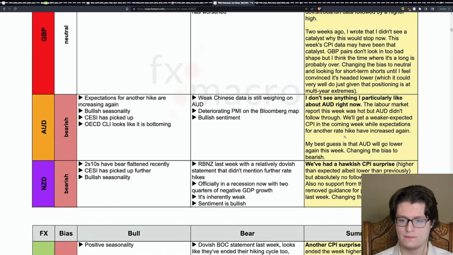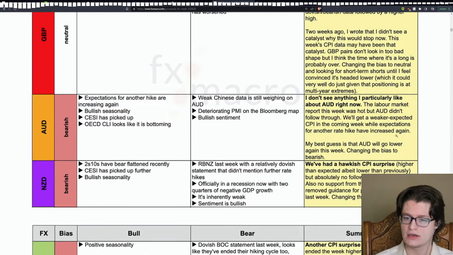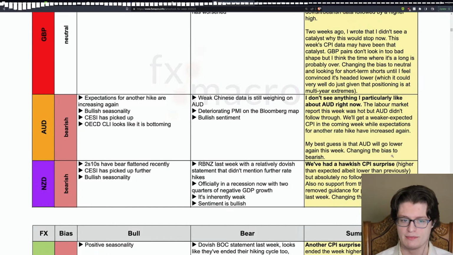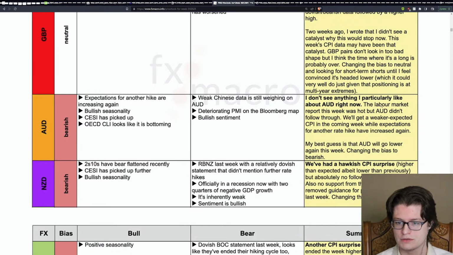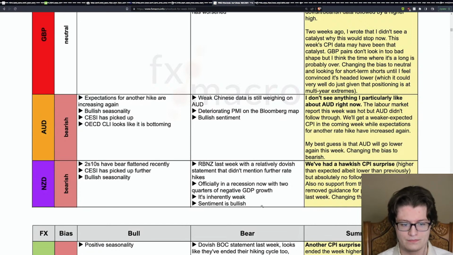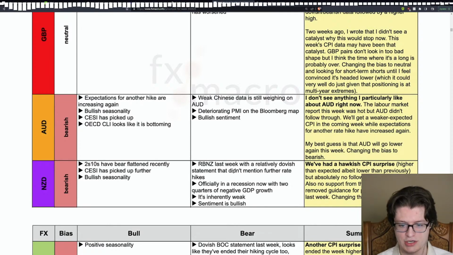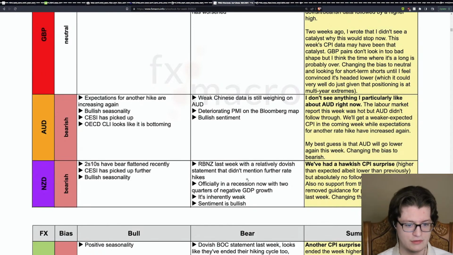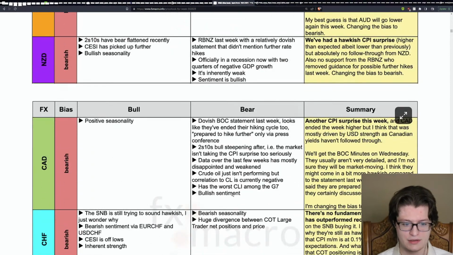But check this out. When you read commentary around China, it's still pretty bearish. Like here, FX macro: weak Chinese data is still weighing on the Australian dollar, right there. And I'm surprised that weak China isn't also mentioned here for New Zealand, because China's a big part of the New Zealand economy.